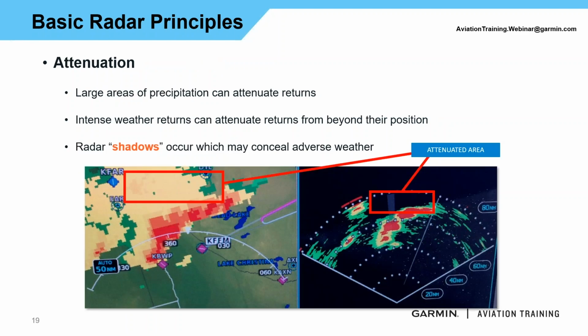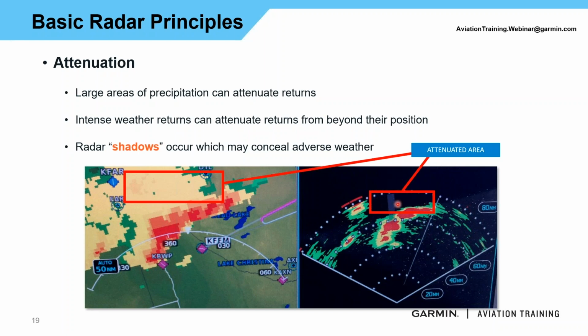Attenuation, we've already talked about. If the signal cannot penetrate, or all of the energy gets absorbed by the rain or scattered, then it's not going to be able to display because it's not getting to the other side of the storm. On the left-hand side, we see the NEXRAD image, and on the right-hand side, we see the airborne weather radar. We get real-time information over here, but we might end up with some areas that have shadows.